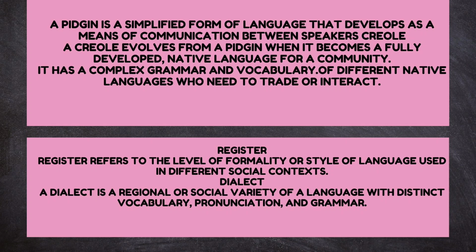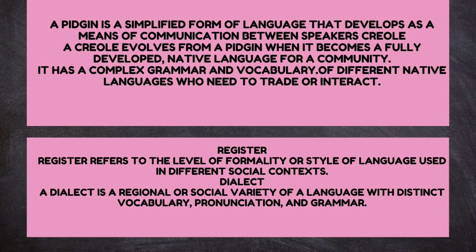Now let's move to another two terms, that is register and dialect. So register refers to the level of formality or style of language that is used in different social contexts. For example, there are formal, informal, and neutral registers. We can take for example, "could you please help me?" It becomes formal. And now if we say "can you help me?" it becomes informal, because in formal we use the word please, and in informal we just say "can you help me?" So this is how the language, the meaning, the context differ.